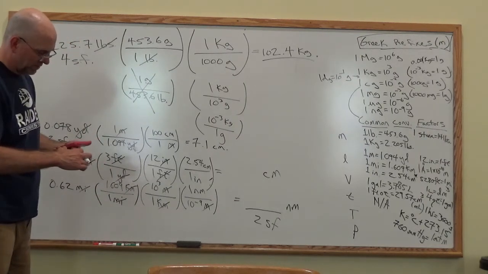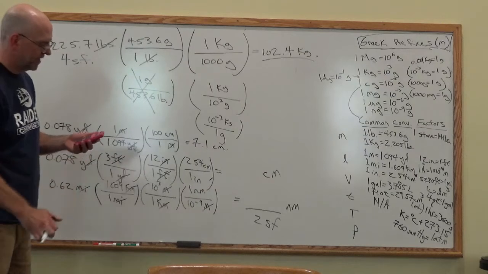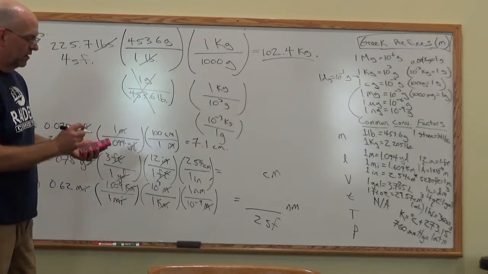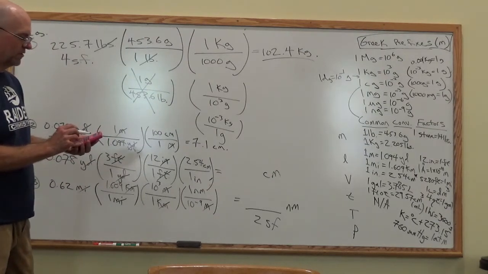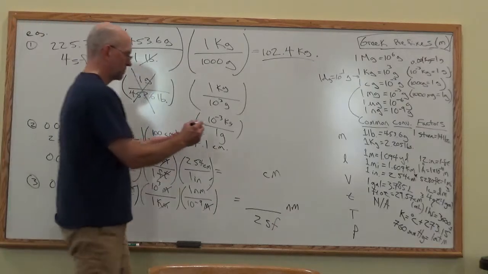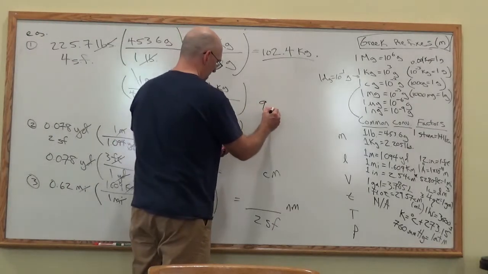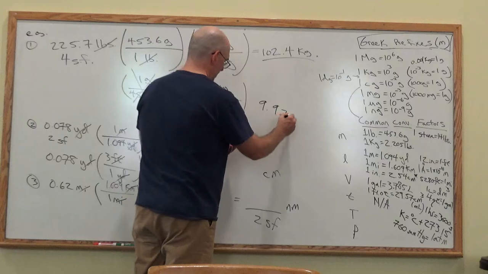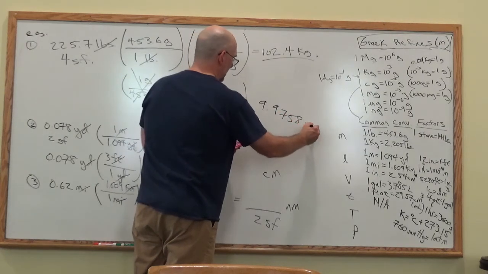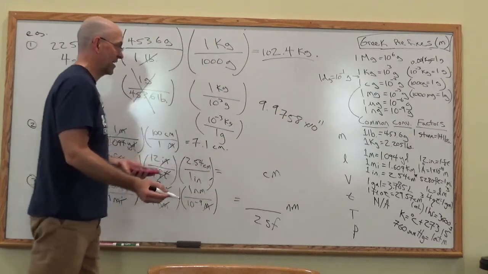And, oh, this one's weird. Yeah, this one's going to be weird. So I've got to round this one up. I came out with 9.9758 times 10 to the 11th. That's just what my calculator gave me.